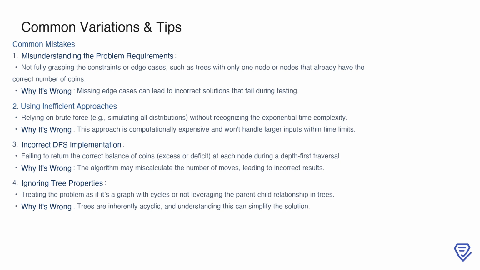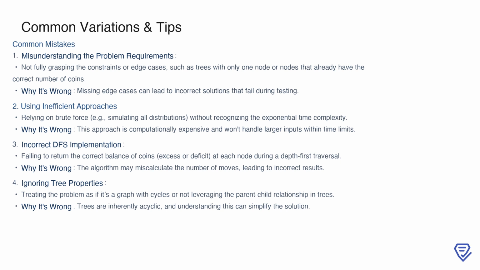Another frequent issue is relying on inefficient approaches. Trying to simulate all possible distributions of coins might seem like an option, but this brute force method can quickly become computationally expensive, especially for larger trees, due to its exponential time complexity. Then, there's the risk of implementing depth-first search, or DFS, incorrectly. If you don't properly calculate and return the balance of coins, whether it's excess or deficit at each node, the algorithm may miscalculate the total number of moves, leading to incorrect results.